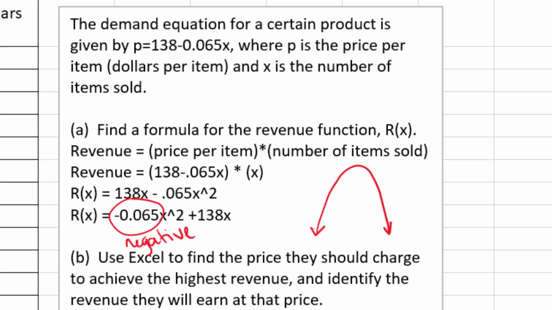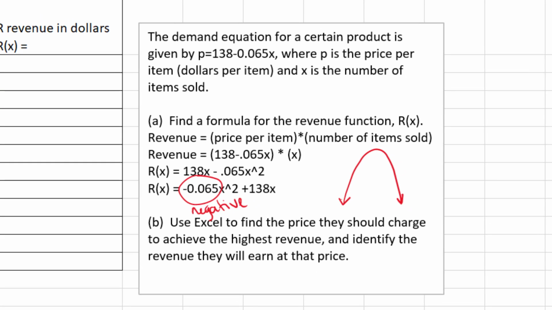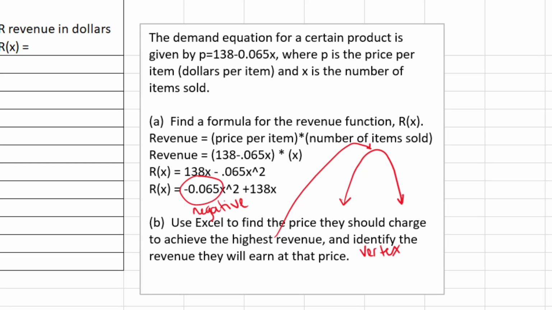So part B is now asking us to use Excel to find the price they should charge to achieve the highest revenue. So it makes sense that we have this open down parabola for this question. The highest revenue should be the vertex of this parabola. So we're going to use Excel to help us with this.